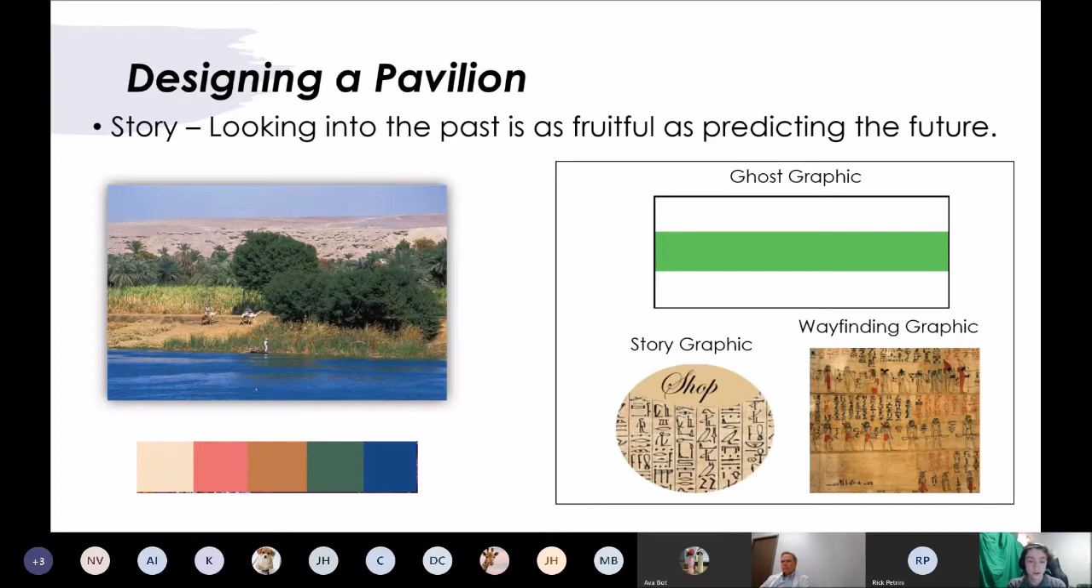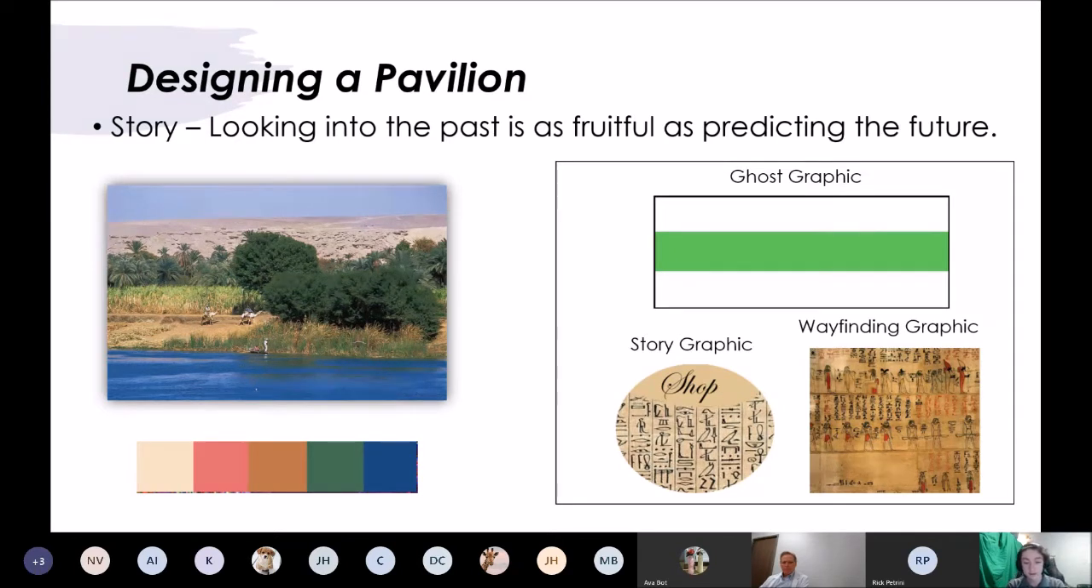We also created a set of graphics, which are pieces of a scene that are placed in to help one get acclimated into the setting. There are three different types of graphics. There's a ghost graphic, a story graphic, and a wayfinding graphic. A ghost graphic is a part of the set, but it does not need to be noticed or looked at by the guests. Instead, it's a part of the set design and helps immerse the guests into the land.